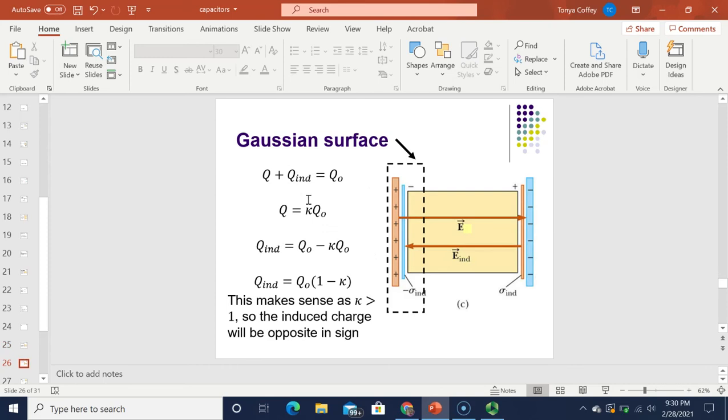So we could write this equation. The new charge on the capacitor plates after the insertion of the dielectric, I'll call that Q, and Q plus Q induced is equal to Q naught. Now, we already talked about how Q was equal to kappa times Q naught. That came a couple of slides ago, where we were talking about how the voltage has to be the same. So Q is equal to kappa Q naught, and now I can solve for Q induced. Q induced is going to be Q naught minus kappa Q naught, or Q naught times 1 minus kappa. Now, remember that kappa is a number that's greater than 1. So that means that the induced charge has to be opposite in sign to whatever's on the capacitor plate. Okay, so that's awesome.